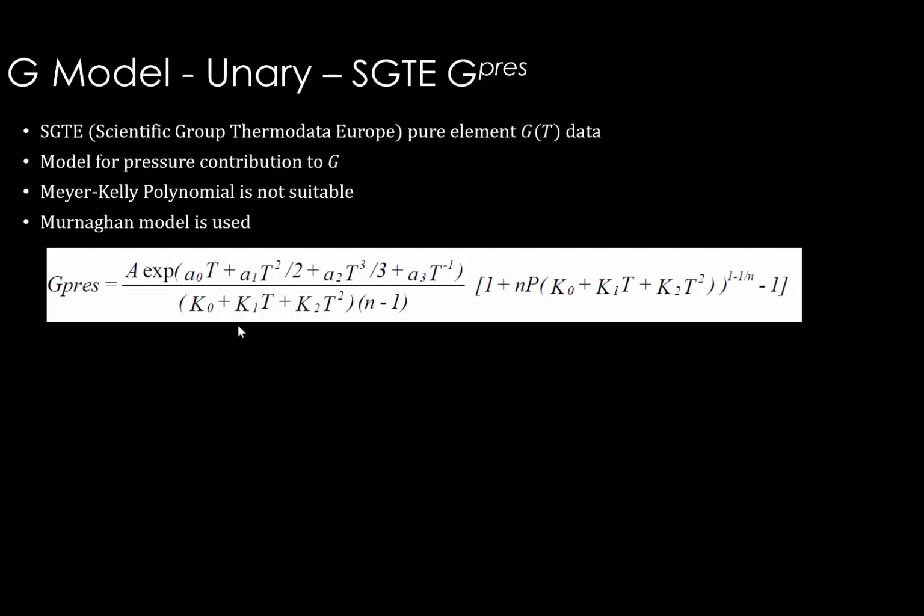So in essence, what I'm trying to say is the pressure dependency of Gibbs energy can be modeled in a different way, and it can be added to the Mayer-Kelly polynomial, which is basically the lattice contribution or chemical contribution to Gibbs energy.